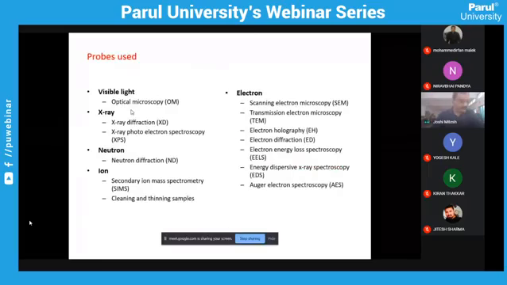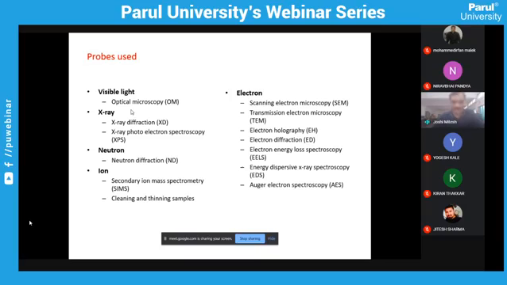As I said, the visible light is also used, called optical microscopy. X-ray: when X-rays are used as a probe, you call it X-ray diffraction. There are two types of X-ray techniques: X-ray diffraction and X-ray photoelectron spectroscopy. Neutron: again, neutron diffraction is called. Ions: when ions are used, it is called secondary ion mass spectroscopy.